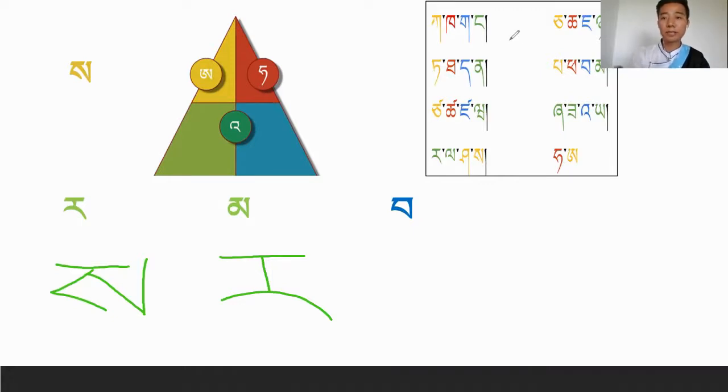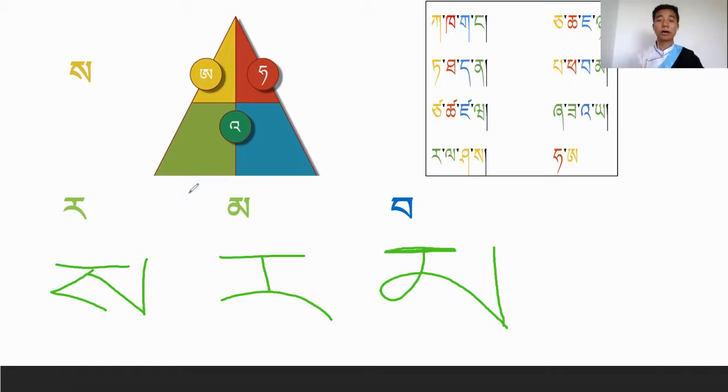Then the third one is ma, ma, ma. How to write ma? It's like this, then these three steps. Okay, sorry. Ma, ma. Then the fourth one.